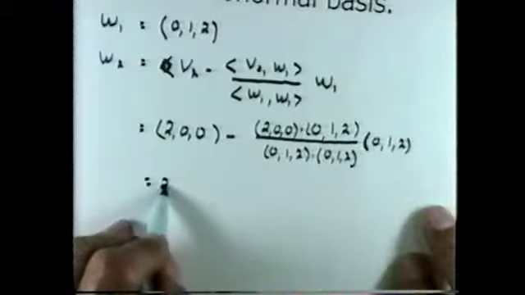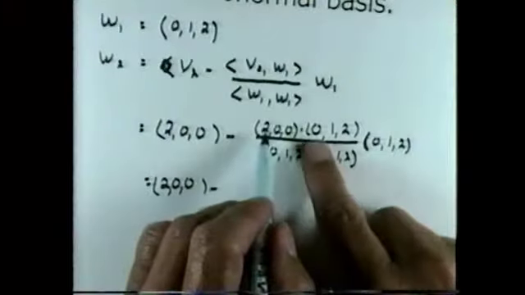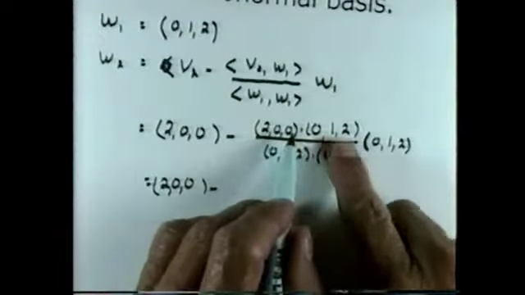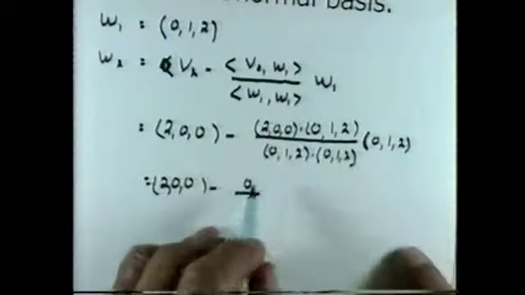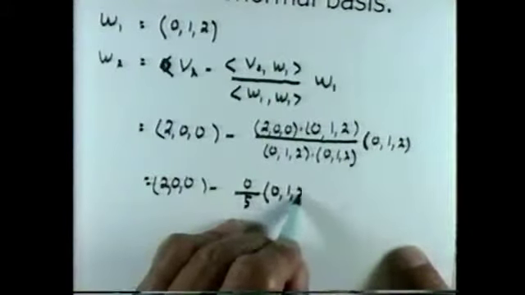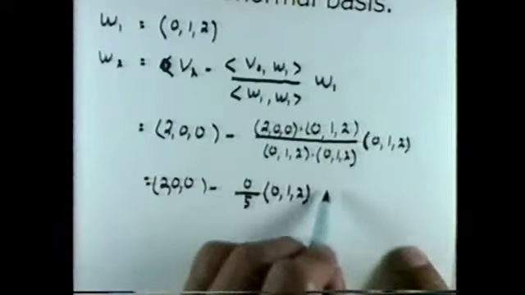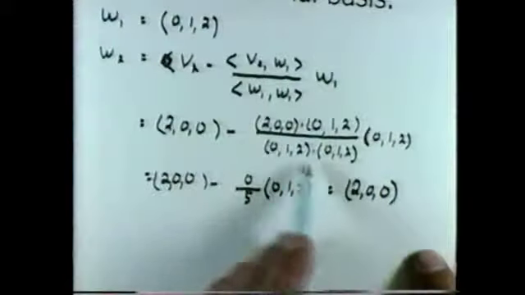Well, this is going to be (2, 0, 0) minus. Okay, the dot product, 2 times 0, 0, plus 0, plus 0. So this is just going to be 0 over 0 plus 1 plus 4. So that's 1 plus 4 is 5 times (0, 1, 2). Well, 0 times all these would be 0. So that means W2 is just going to be (2, 0, 0). So we kind of had a good example here, but you see the process. It would be the same if this hadn't been 0. You just have to multiply through by the scalar and do the subtraction. So we have W1 and W2.